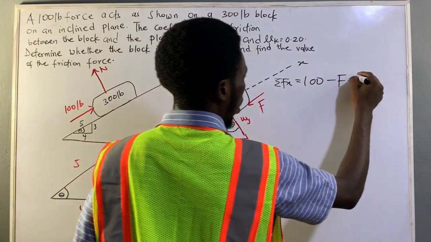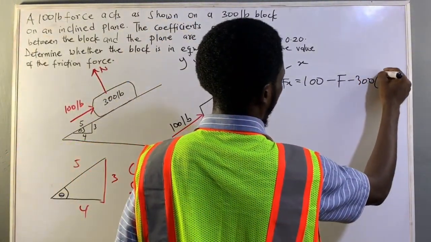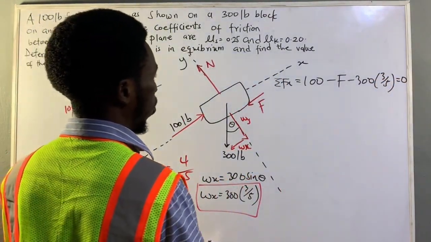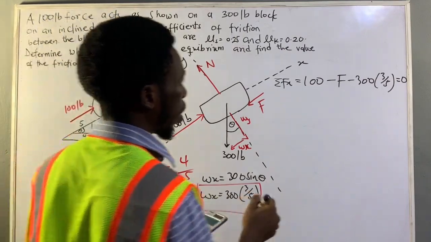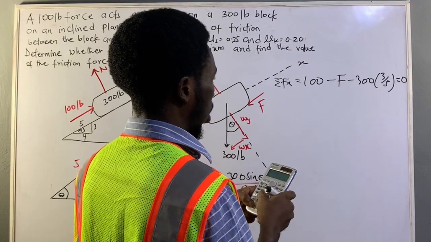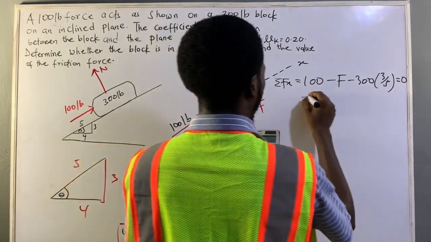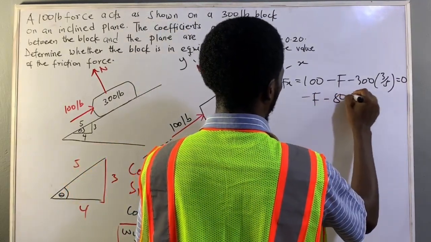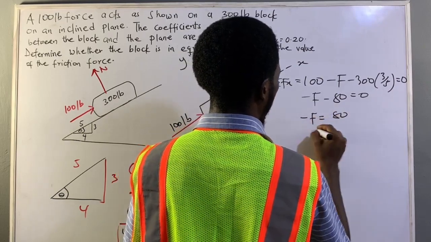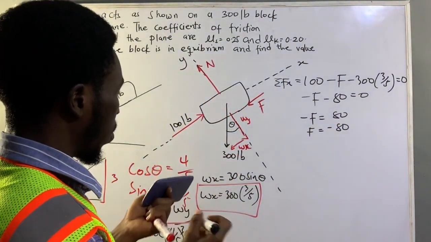So that's minus 300 multiplying 3 on 5. So this should be equal to 0, right? So let's find the value of F. So we're going to have 100 minus 300 multiplying 3 on 5. So this will give us minus F minus 80 equals 0. We're going to have minus F equals 80, and then F will equal to minus 80.